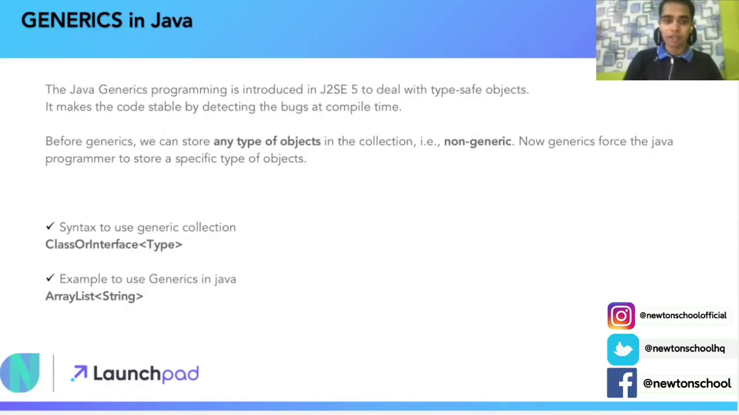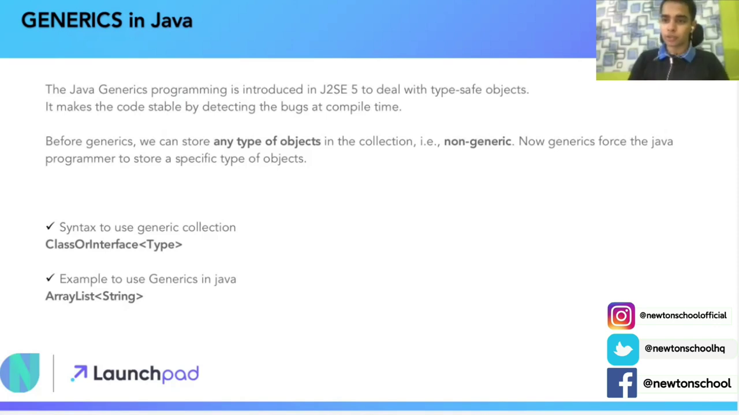What are generics in Java? Java generics programming was introduced in Java 1.5 to deal with type-safe objects. Now, what are type-safe objects and how do generics provide type safety? We're going to see with the example of a code. It makes the code stable by detecting the bugs at compile time. I repeat, it detects the bugs at compile time, which is very important for better development practices.